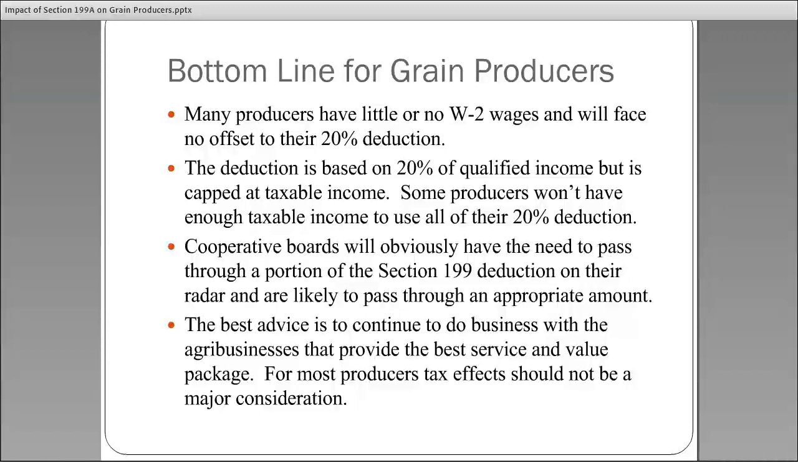So that's again the basic pieces of this Section 199A. It is complex because there's a calculation at the co-op level which gets a deduction which can be kept or passed on.